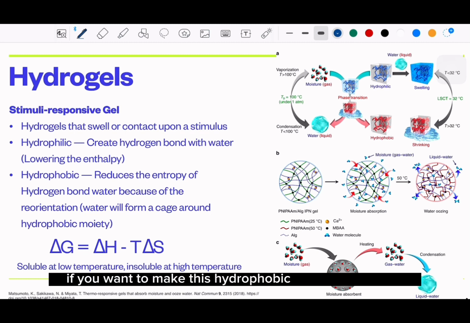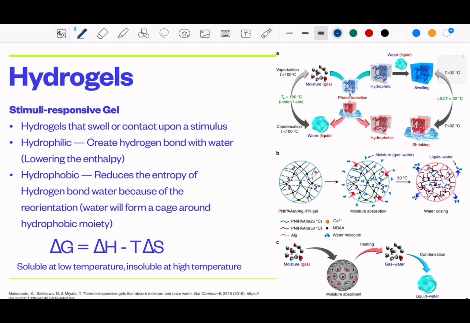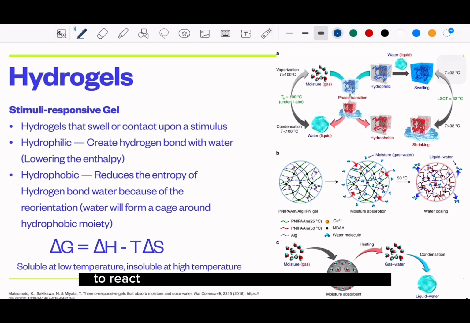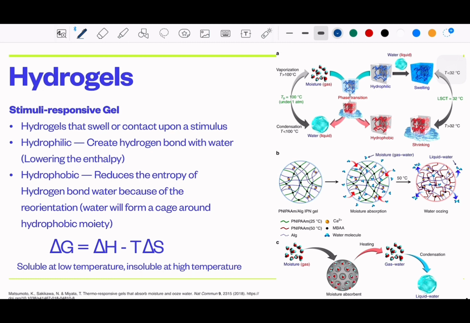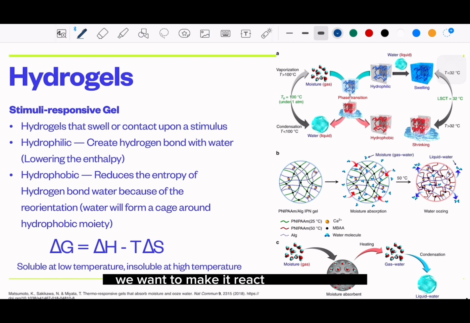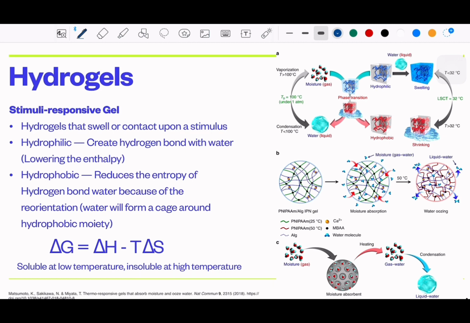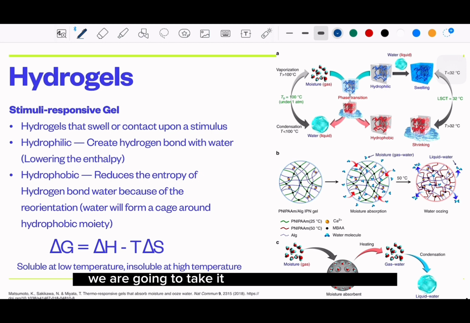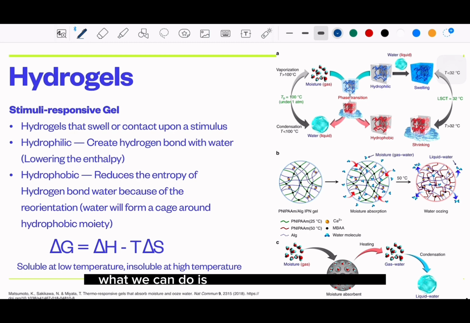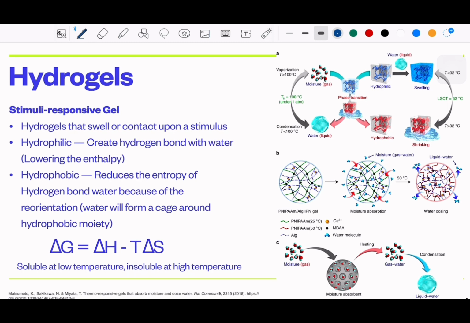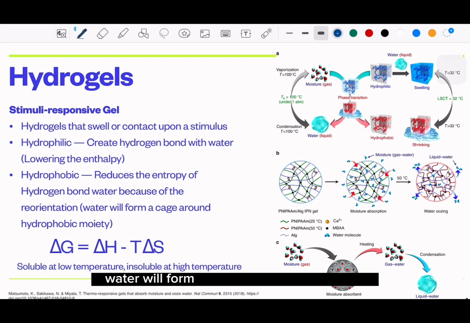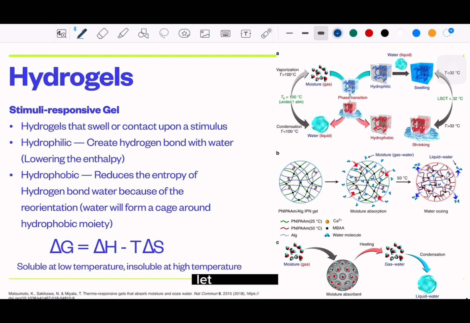If you want to make this hydrophilic, we need to create bonding with water, to react this segment in between the crosslinks. We want to make it react with the water, which means we are going to take it according to its enthalpy, so we need to lower its enthalpy. Before the hydrophobic, what we want to make sure is that right here, water will form a cage around the hydrophobic moiety. So when you have the hydrophobic, is that here? Let me check.